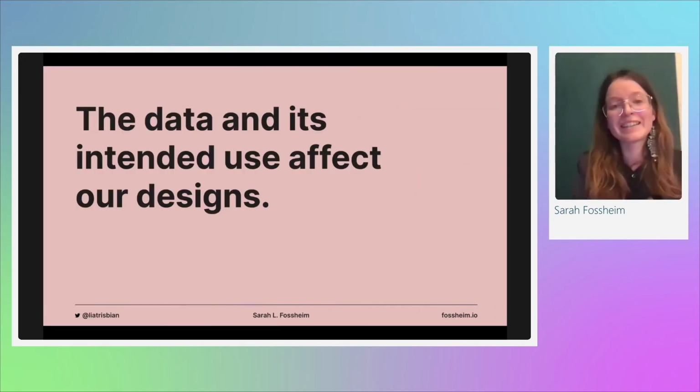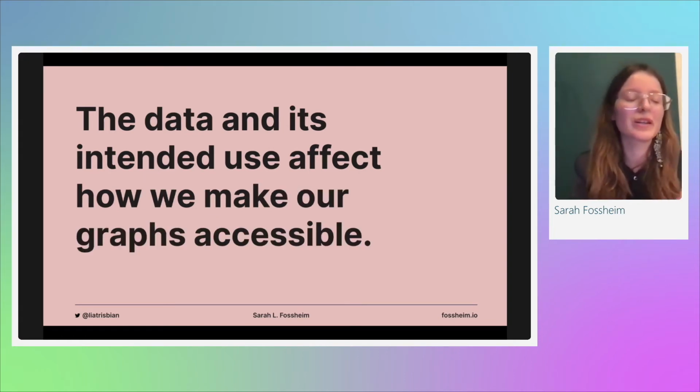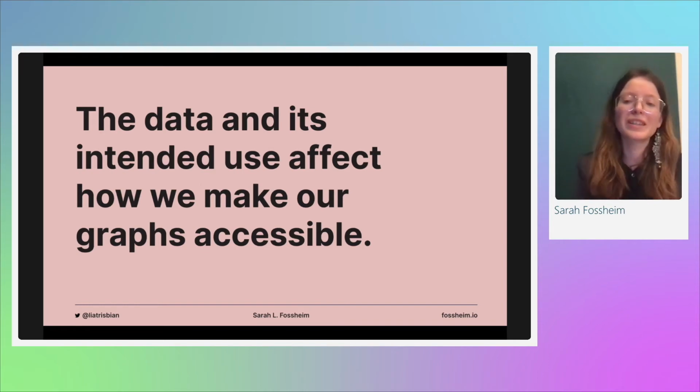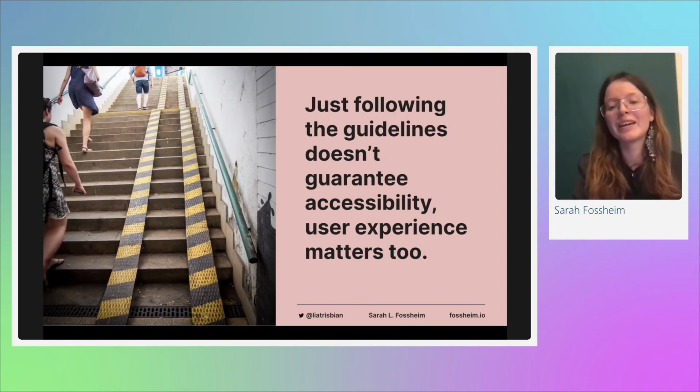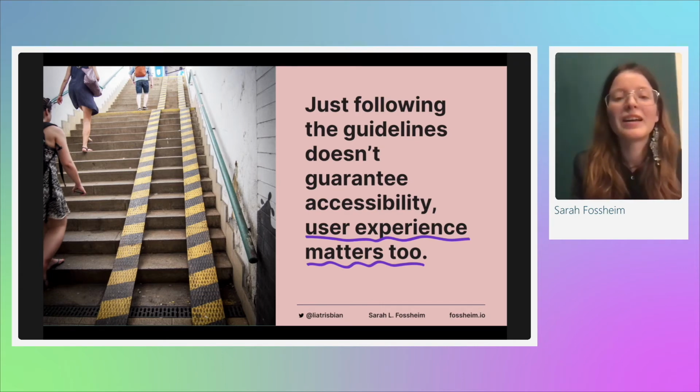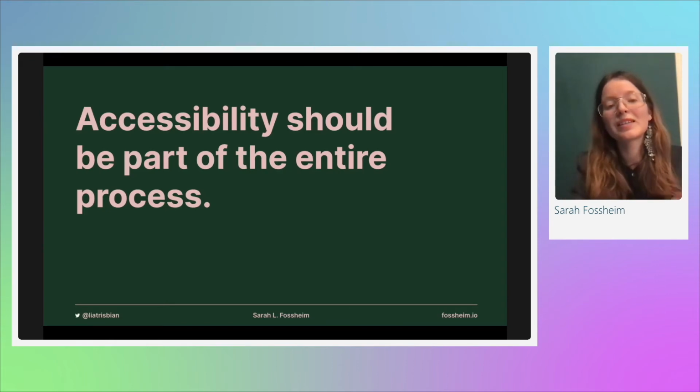So data, its intended use, who it's going to be used with, it affects the way we design our graphs, and it's also going to affect how we make them accessible, whether we're talking about screen reader accessibility, keyboard navigation, or color, description, symbols. A lot is dependent on the user, which is again coming back to the first point I made, that the user experience is a really important part of data viz and of accessibility. And in order to achieve that, accessibility should be part of our entire process.